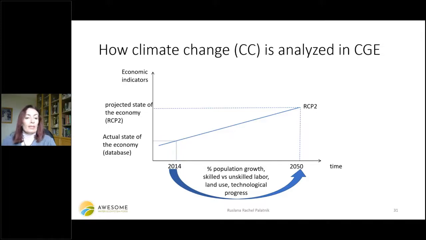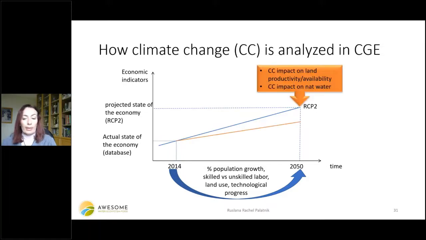Okay. Then we say, okay, but there will be climate change impact on land productivity, on availability of land and water, other impacts that we consider. So basically, we see a difference between the equilibrium with climate change compared to the initial one. Okay.